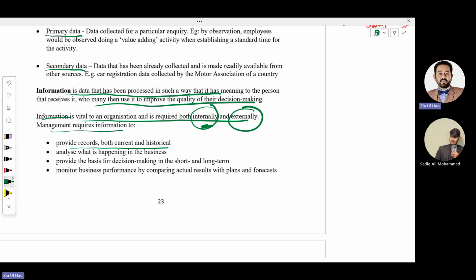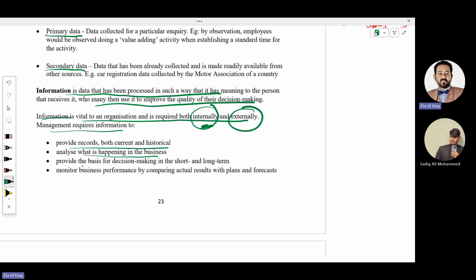If the economy is improving, this means there is a huge chance we can make more investment. There is a chance of expansion of business. If the economy is declining, this means we need to stop making investment for a while, because if we make more investment, that will go into losses because the economy is declining. So management uses information about what is happening in the business, especially the internal information.